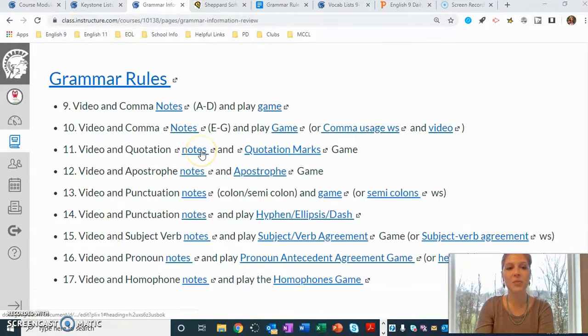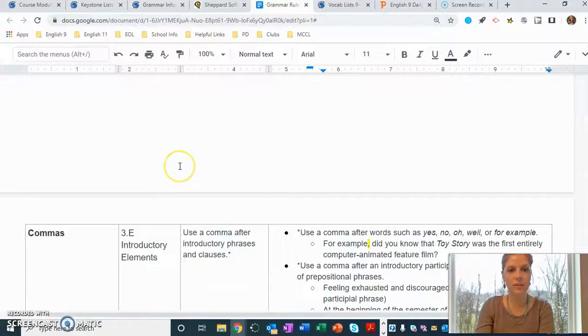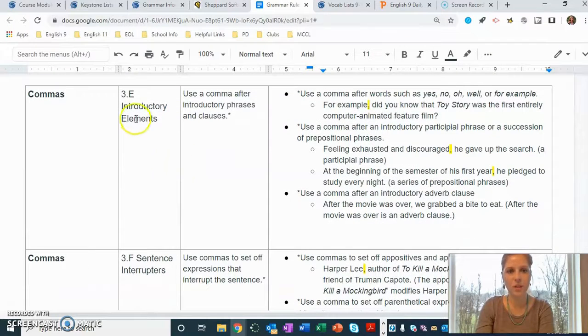Alright, next comma rules for week 12. So we're down to E. Introductory elements, use a comma after introductory phrases and clauses. So for example, after words such as yes, no, oh, well, for example. For example, comma, did you know? Use a comma after an introductory participial phrase or succession. So this is like a dependent clause, something that's describing something else in the sentence. Feeling exhausted and discouraged, comma, he gave up the search.